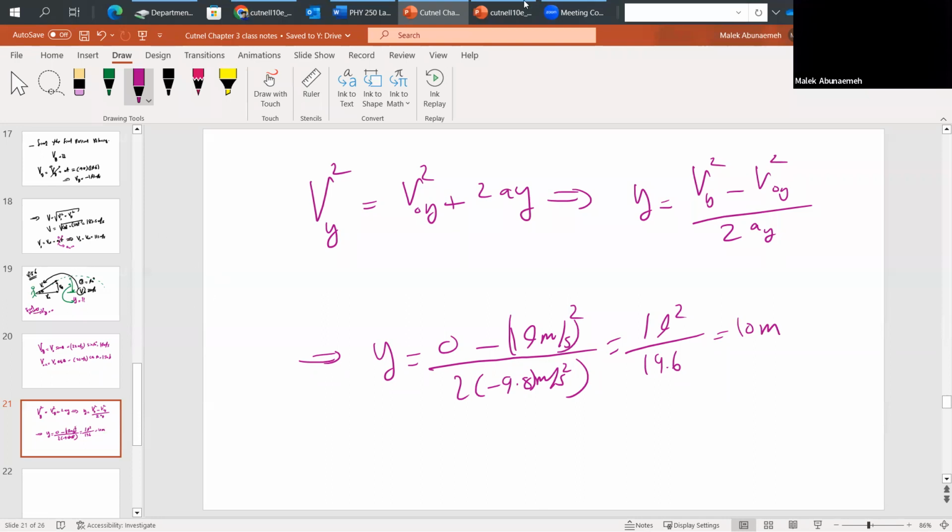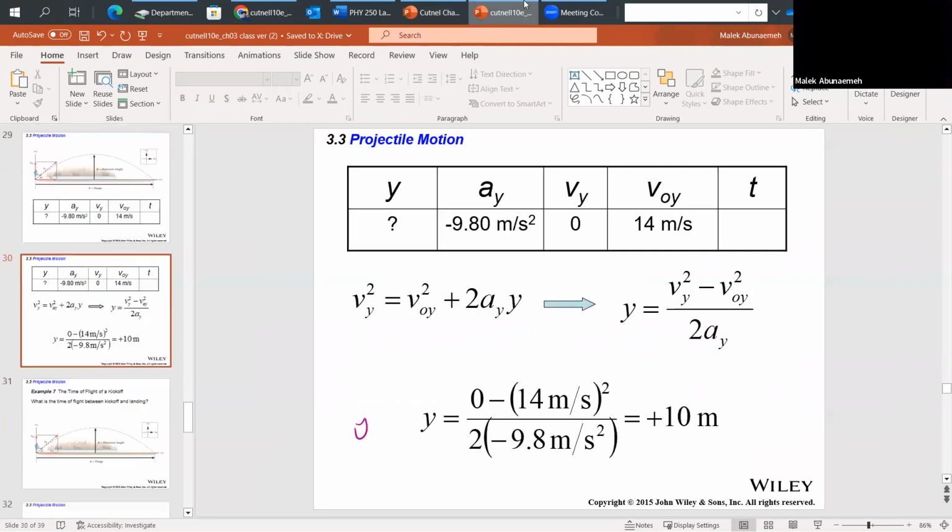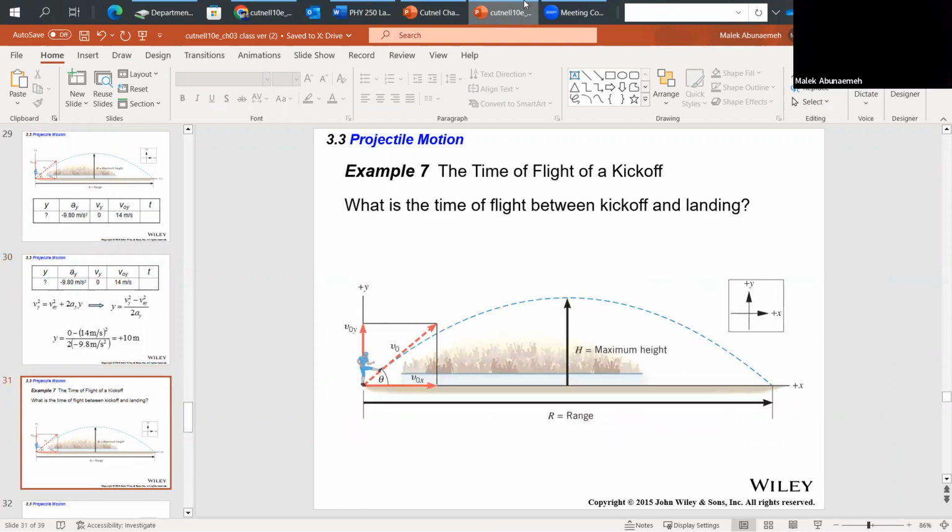Let's check our answer. Yep, so we got 10 meters for the maximum height that the ball went. Now, let's say you added another question: what is the time of flight between the kickoff and the landing? So we need the time. We can actually use any of the equations, so we're going to use the same equation.